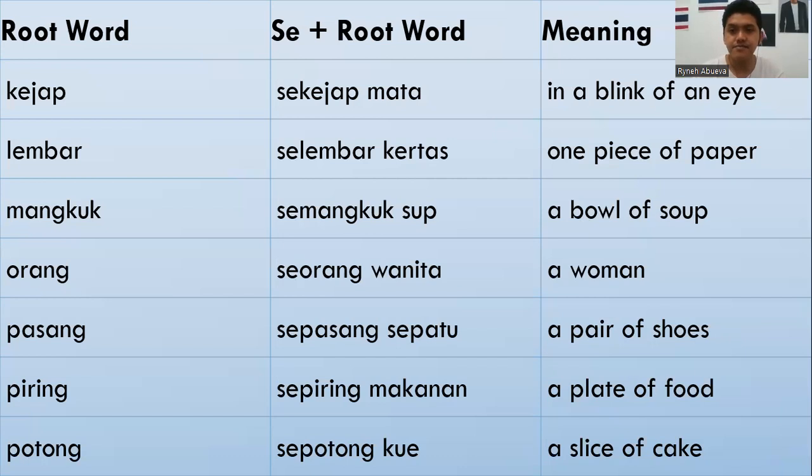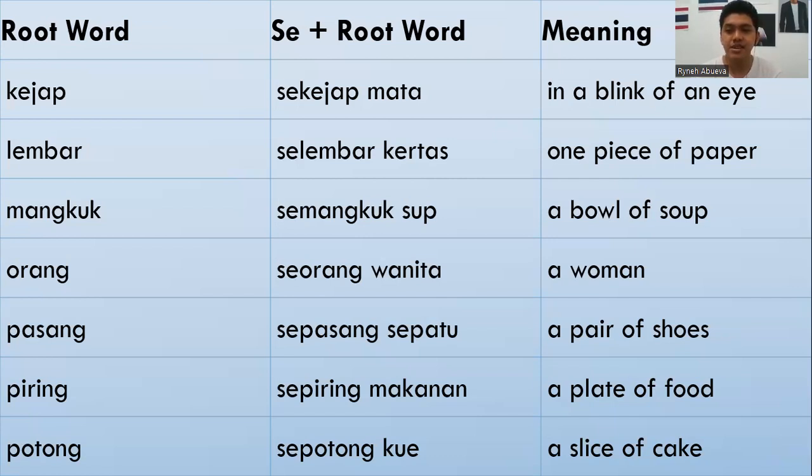Pasang. Pasang means to be a pair. And when you add the prefix se, it becomes sepasang, meaning a pair. For example, in the sentence for this word is sepasang sepatu, meaning a pair of shoes. Piring. Piring means plate. So se plus piring, it becomes sepiring makanan. Sepiring, meaning a plate. Sepiring makanan, meaning a plate of food.